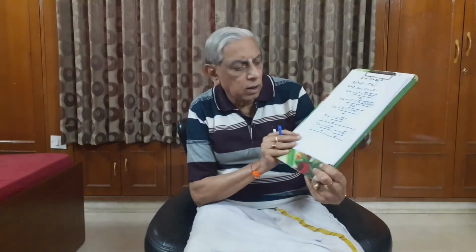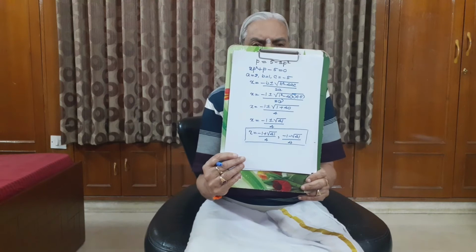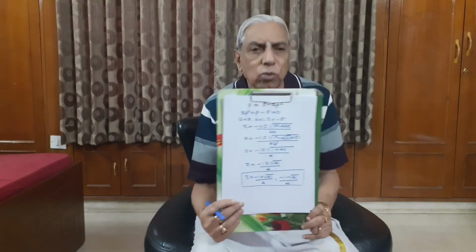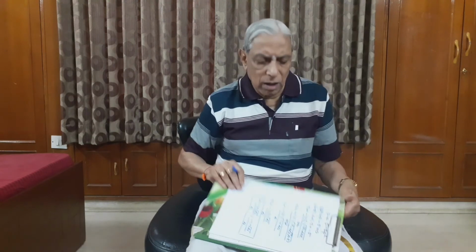X is equal to what? Minus 1 plus square root of 41 by 4. One root. Minus 1 minus root 41 divided by 4. Those are the two roots of the equation. Now I will go to the last problem.